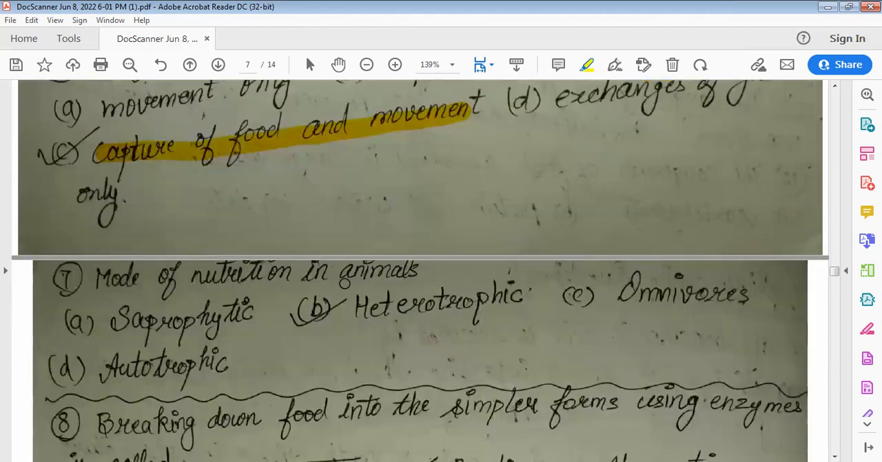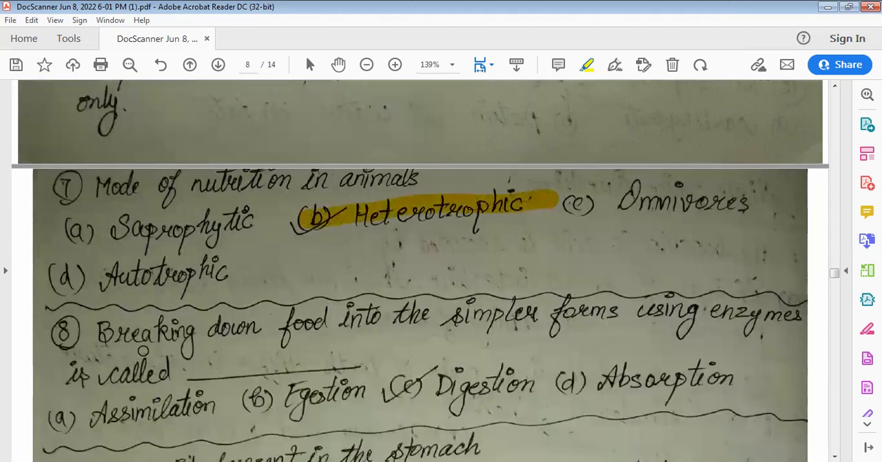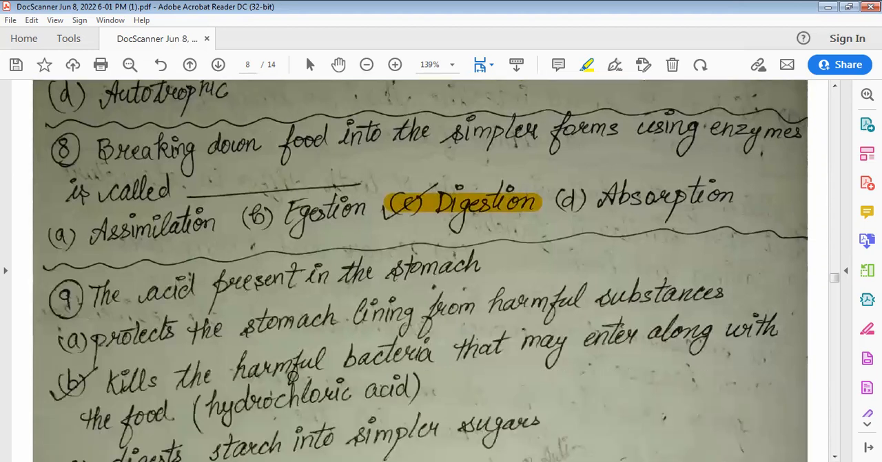Mode of nutrition in animals: heterotrophic. Breaking down food into simpler form using enzymes is called digestion. The acid present in the stomach kills the harmful bacteria that may enter along with the food: hydrochloric acid.